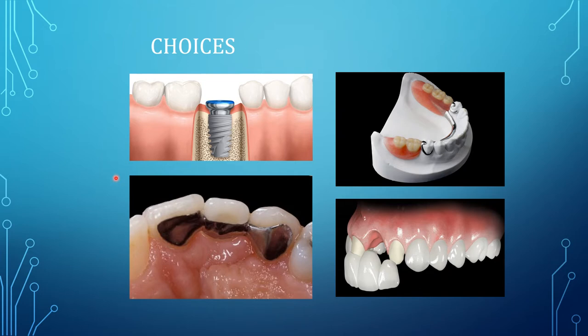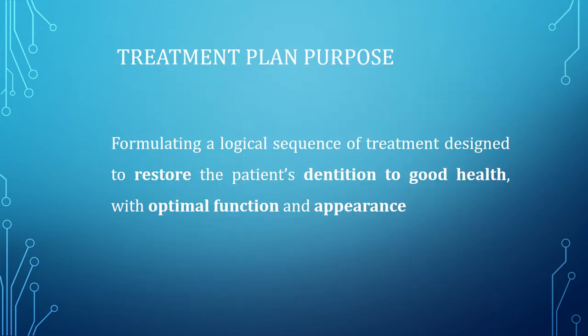So the choices can be seen as follows: FPD, CPD, and implants, okay? Coming to the treatment plan purpose, it is formulating a logical sequence of treatment designed to restore the patient's dentition to good health and optimal function and appearance. So yes, we are taking care of the function and the aesthetics. And of course, to restore back the function, to restore back the occlusion.